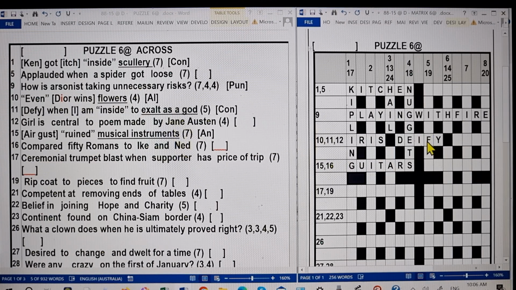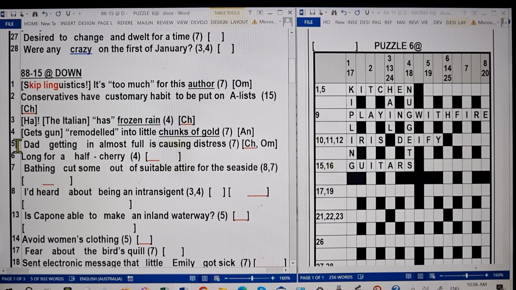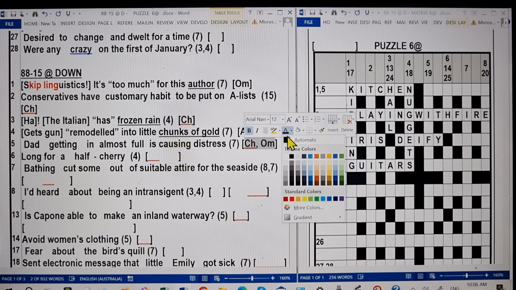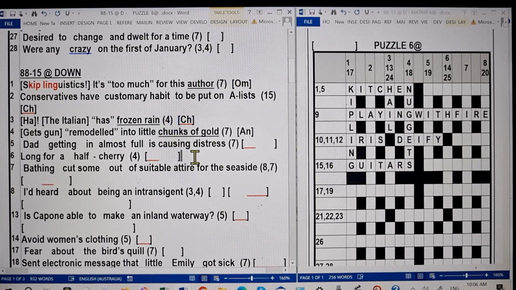Next one. Well, this looks like a logical one. This one down here. This is 5 down with an I and an F. What's that? Dad getting in almost full is causing distress. 7. Okay. Ooh, I shouldn't give you that help. Still, we'll get rid of that temporarily. Dad getting in almost full is causing distress. Over to you. Pause, solve, and resume.